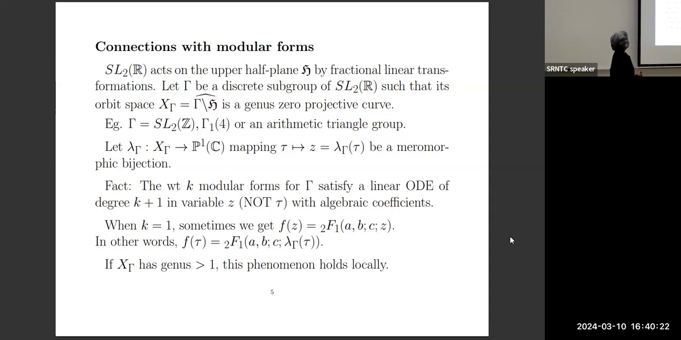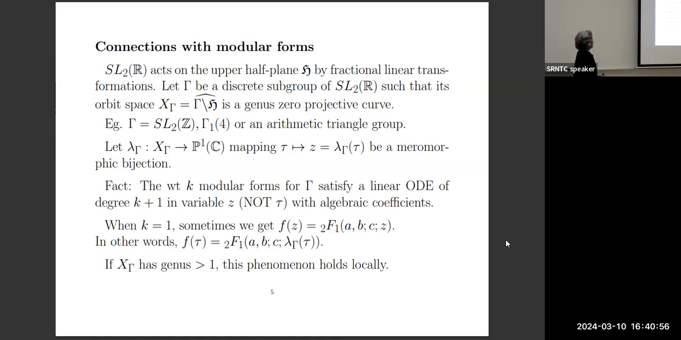As we are all familiar with, the group SL2(R) acts on the upper half plane by fractional linear transformations. Let's take a discrete subgroup Gamma of SL2(R), even a congruence subgroup if you wish. We only consider those such that the orbit space, the upper half plane modulo Gamma, compactified by adding the cusps if needed, is a genus 0 projective curve.